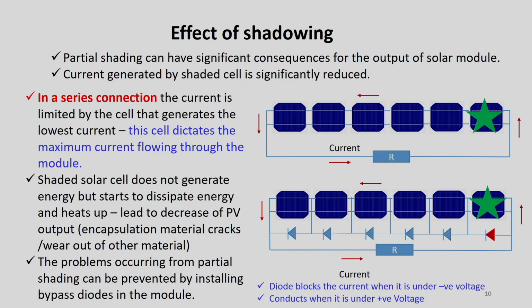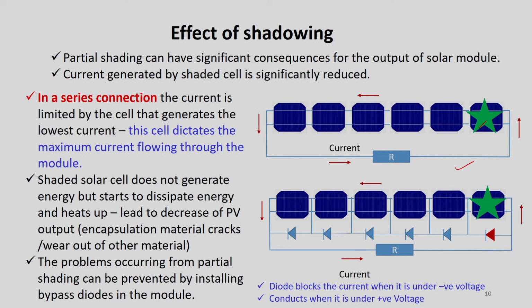Now, let us discuss the effect of shadowing. Why is this important? Because partial shading can have significant consequences for the output of a solar module. If maybe some plant leaf has fallen on a single cell, then what will happen? This is the case we have considered here. Here we have considered 6 cells, and one of the cells is affected by the shadowing of this plant leaf. Let us discuss these issues.